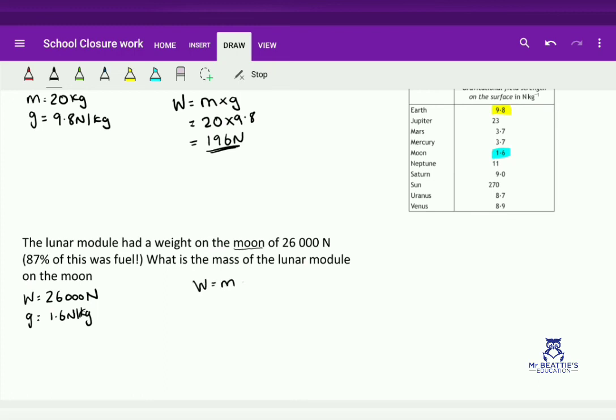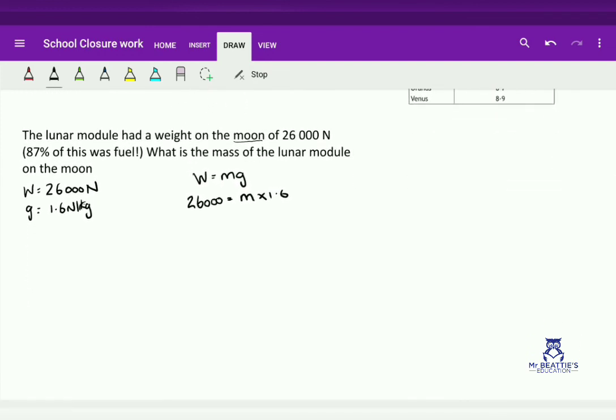So writing down what we know, we're ready to go. W equals mg. Substitute in the values we know, so 26,000 is equal to m times 1.6. At this point we're going to have to rearrange the equation, and it's times 1.6 on this side. So if we change side, change operation, we're going to have 26,000 divided by 1.6 is equal to m. And so therefore m is equal to, in your calculator, 16,250 kilograms.